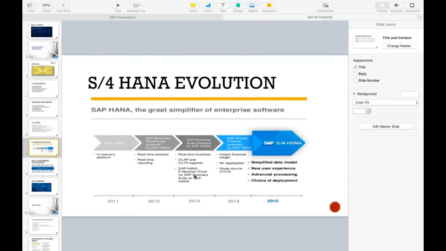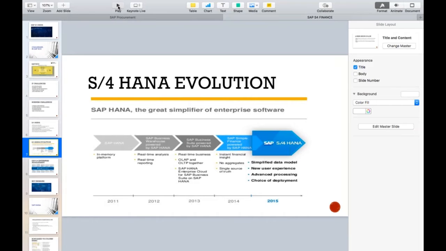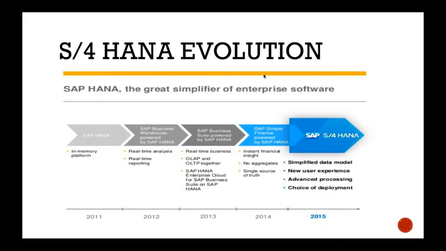Then what is the difference between SAP Business Suite powered by SAP HANA and SAP Simple Finance powered by SAP HANA? If it is ECC, then this is also ECC on a HANA database. So what is the difference between Simple Finance and ECC on HANA? Single source. Single source, okay. Yes, single source, correct. But what do you mean by single source?